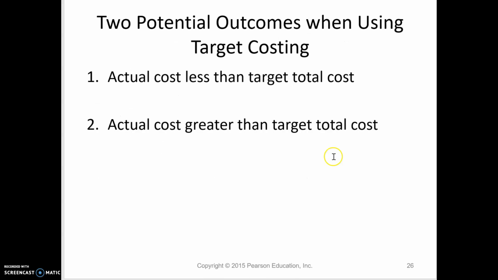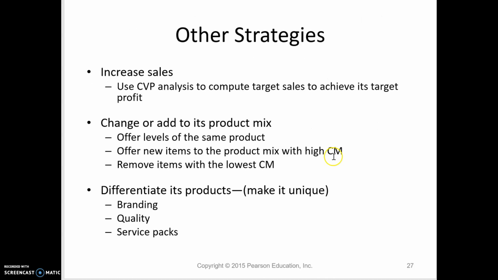So when you're using target costing, you may find that the actual cost is less than target total cost, and that's cool. You can go forward, but you may find out that the actual cost is greater than the total target cost. So then you've got to find a way to get underneath your target. So if you increase your sales, then you'll find lower fixed costs involved, change the product mix, or differentiate your product.